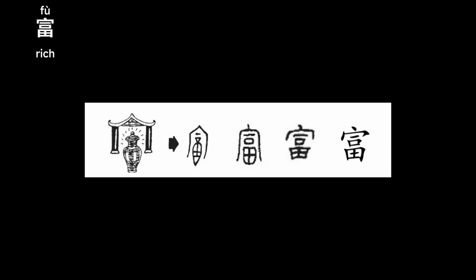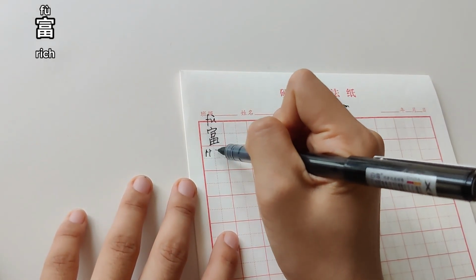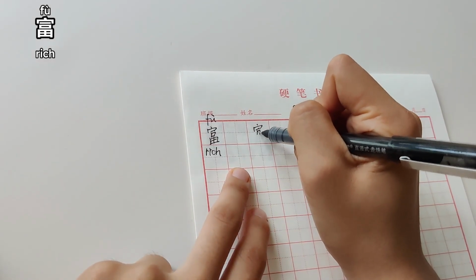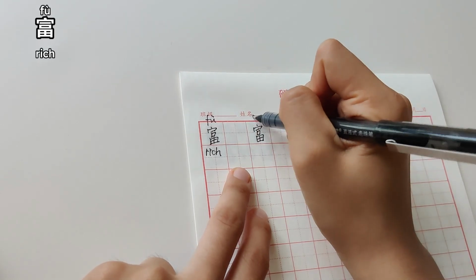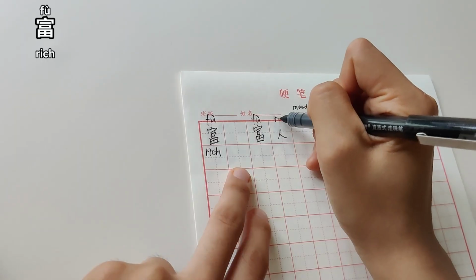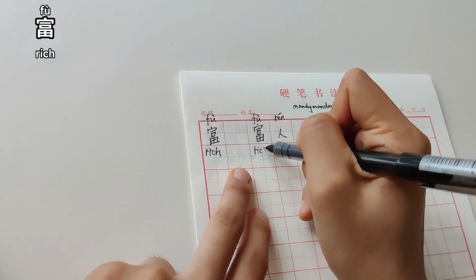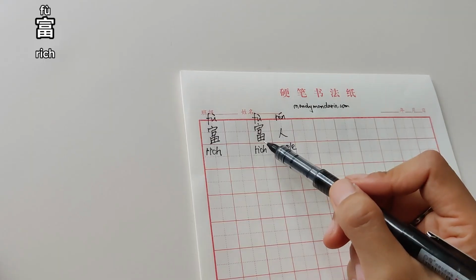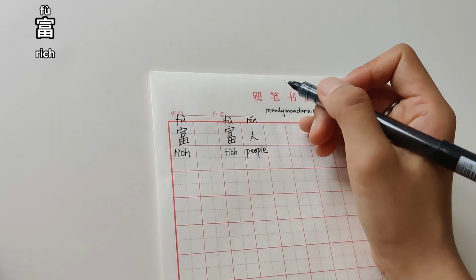富. Here is the evolution of the character 富. On the top, it's a rooftop, and at the bottom, it's a container for food and wine. So which means in the house, there is a container for food and wine, and you are living a sufficient life. So the 富 could mean rich. Let's get to some examples. 富人, rich people. So very easy to understand, right? Rich people, 富人. And next one.